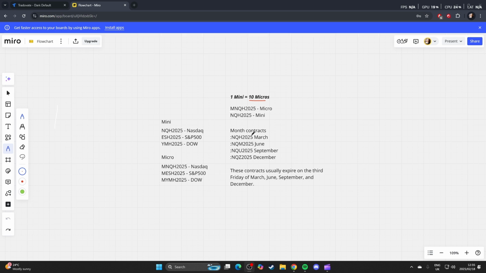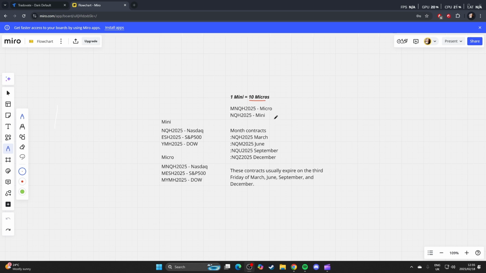Jumping straight into it, it's very important to remember that 1 mini equals 10 micros. So micros are smaller than a mini, and it can oftentimes be more advantageous to trade micros with different account sizes, especially if you're maybe trading a 50k prop firm with Topstep or My Funded Futures, whatever it may be. Micros are better as 1 mini can run through your drawdown pretty quickly.